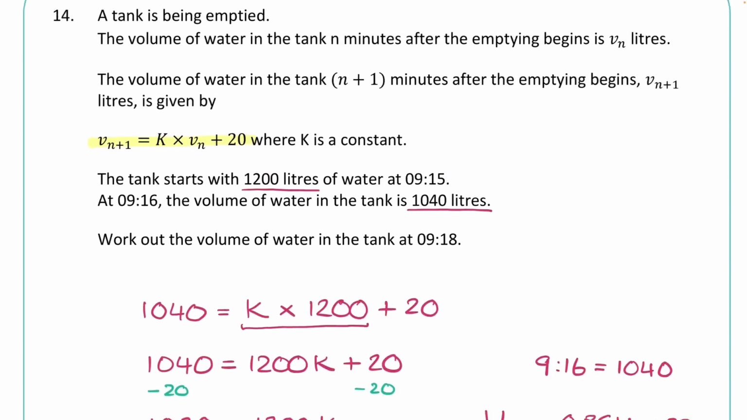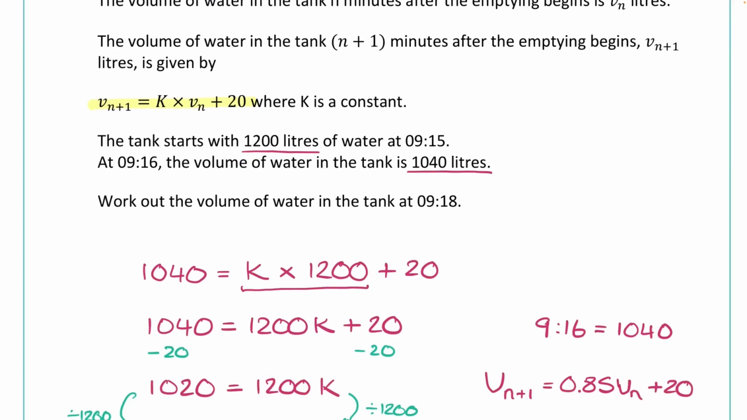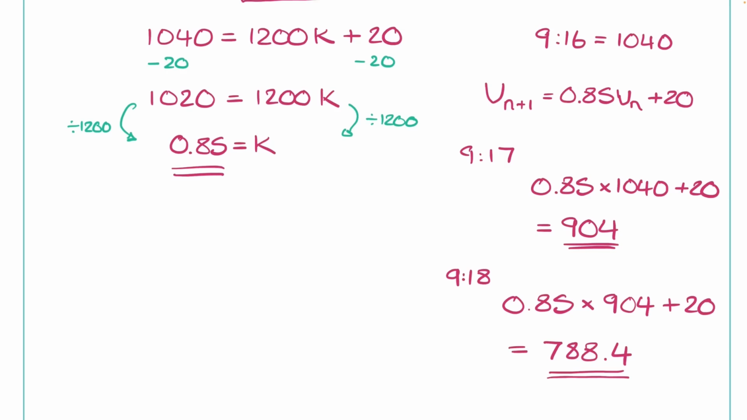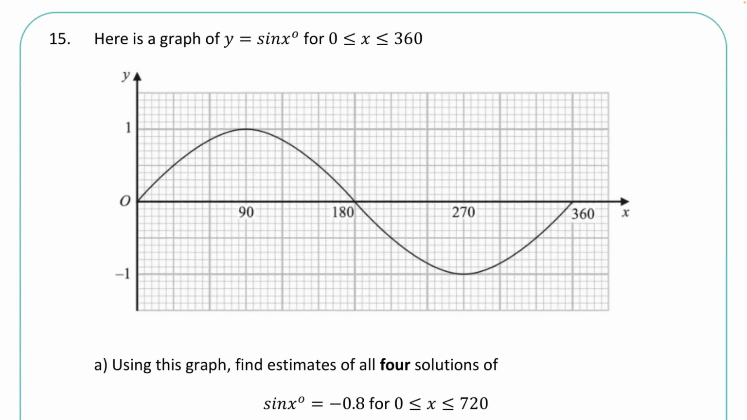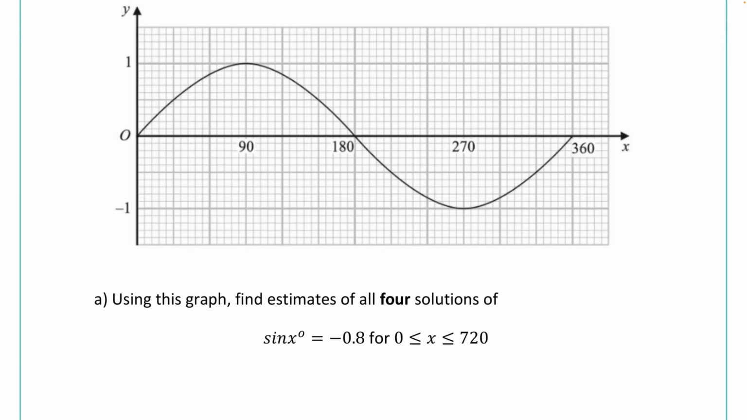So that was an in-context iteration question with a constant involved, but after finding that constant, we treat it in exactly the same way as we would with any other type of iteration question. Okay, so on to our next question, and we are looking at a trigonometric graph. This graph shows the sin graph between 0 and 360. It says using this graph, find estimates of all four solutions of sin x is equal to minus 0.8 for 0 to 720.